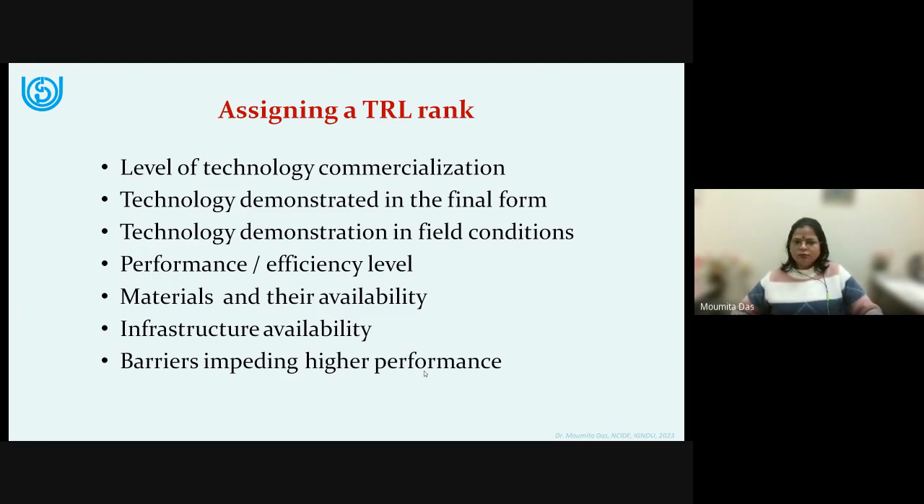Okay, so now you know a lot about technology readiness level. Can you tell me how TRLs are useful? What is the use of TRL? Anybody?